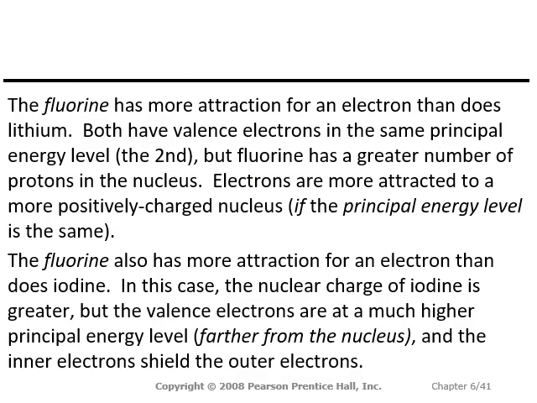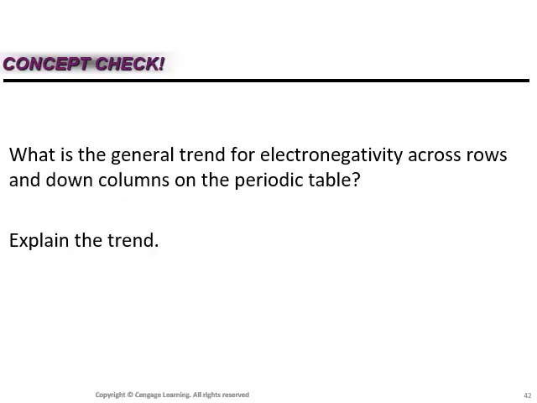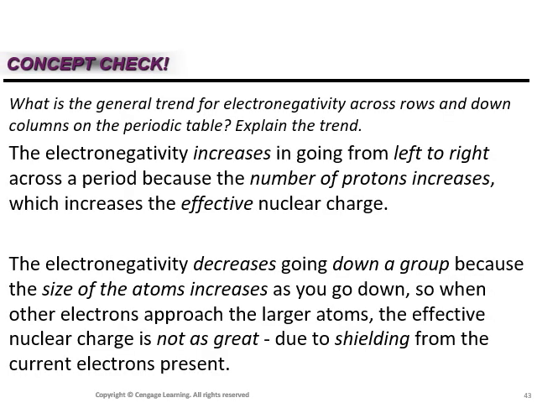And then let's go ahead and go on to the next slide. So what is another concept check? What is the general trend for electronegativity across rows and down columns? The trend is that as you go from left to right across the chart, electronegativity increases. And as you go from the bottom to the top of a column, electronegativity increases. Next slide.